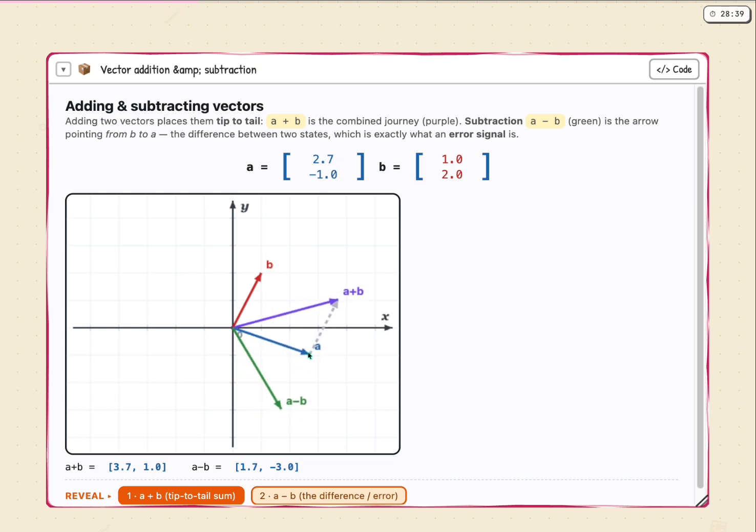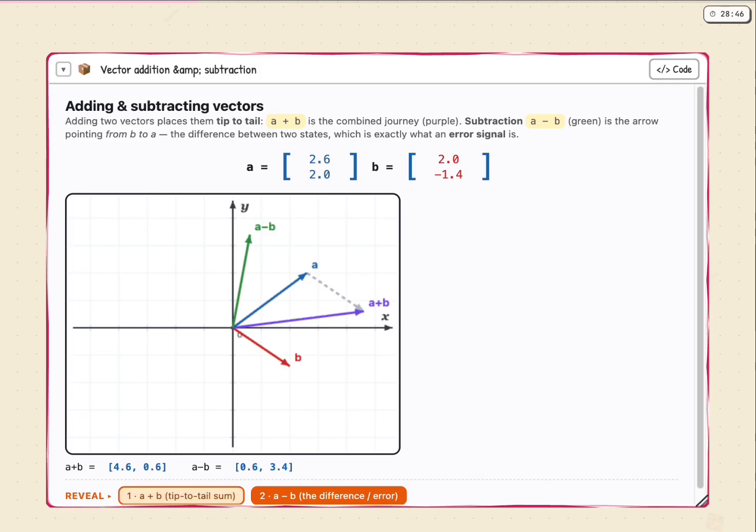To subtract, a minus b, you get the green arrow, and it points from b to a. Subtraction is the difference between two states, and that's not a trivial detail. In machine learning, the difference between where the model is and where it should be is exactly an error signal. Subtraction is how a model measures how wrong it currently is, and that error is what drives all the learning we'll see later. So this humble little green arrow is quietly the seed of training itself.